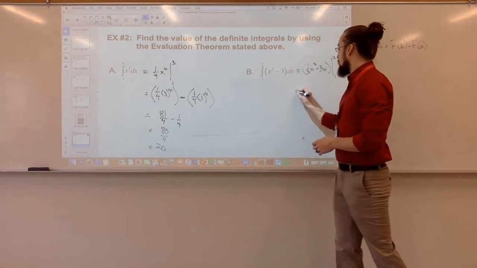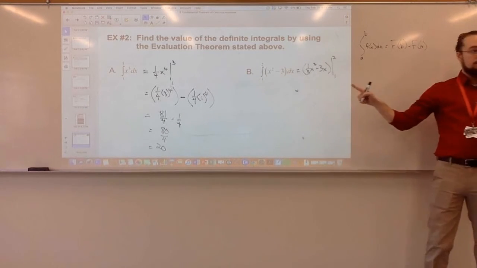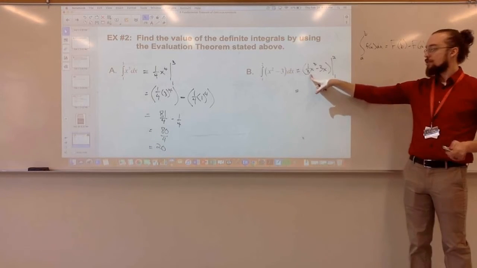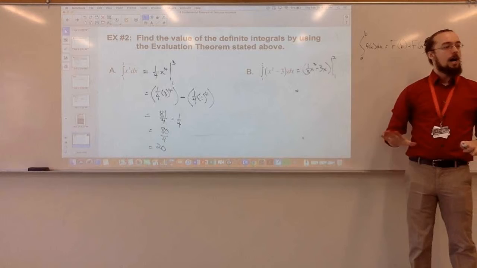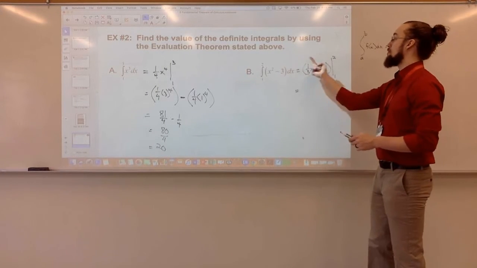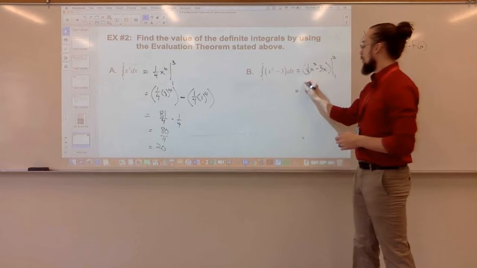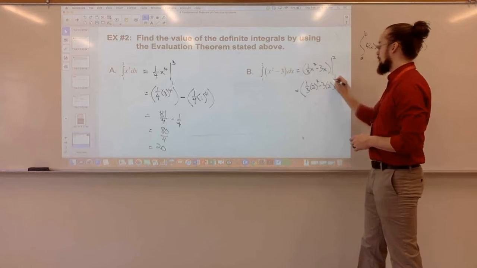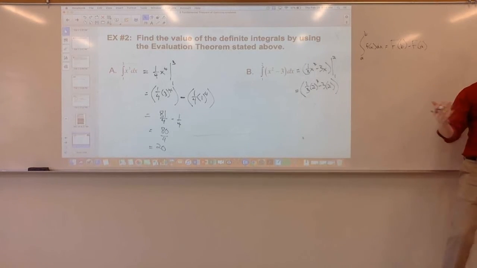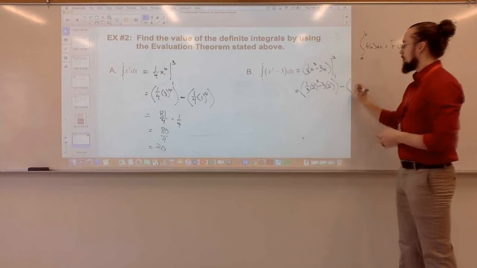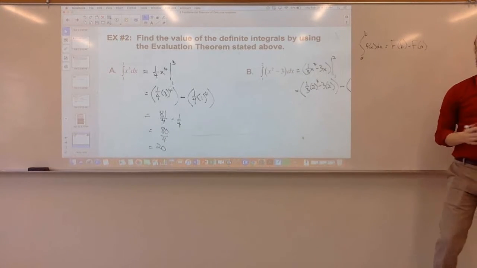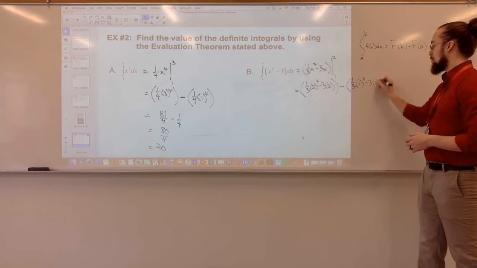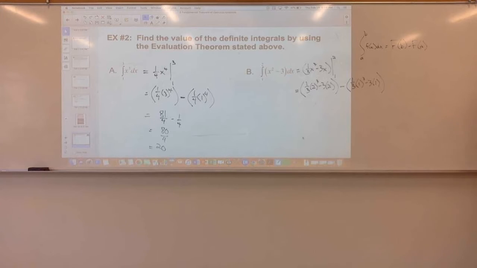So I need to plug in 2 into the entire function, right? One thing that the students sometimes mess up is they'll plug in 2 into this first term and then 1 into the second term. That's not what we want to do. Right? We want to plug 2 into the entire function. So I would have 1/3 times 2 cubed minus 3 times 2. Okay, that's my F of b. Then I'm going to subtract, plugging 1 into the entire function. So minus 1/3 times 1 cubed minus 3 times 1.